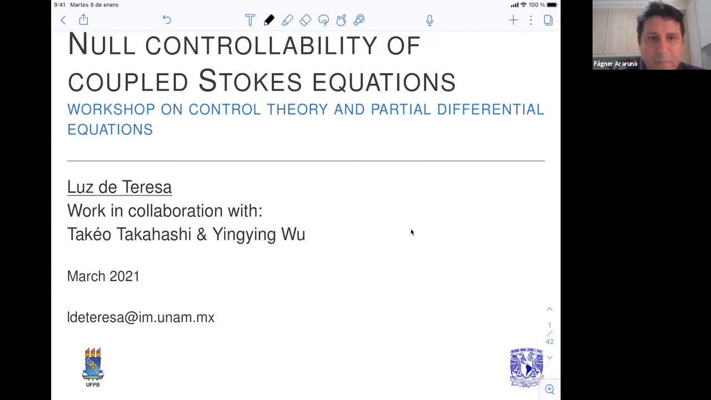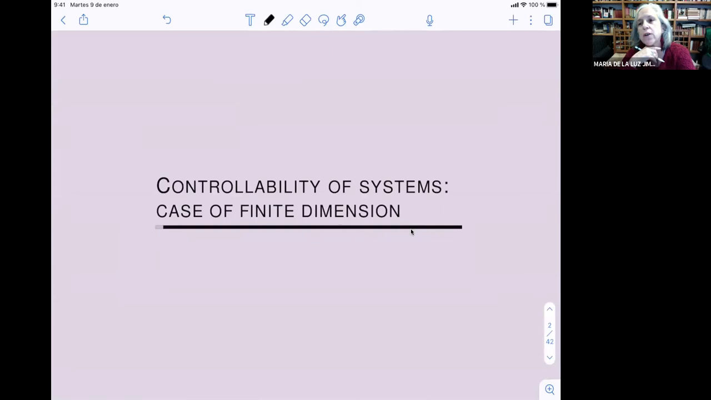Thank you very much for the invitation to this nice workshop. I will talk about the null controllability problem for Couple-Stokes equations. But I will start by recalling some results in the finite dimension case, so in the ODE situation.